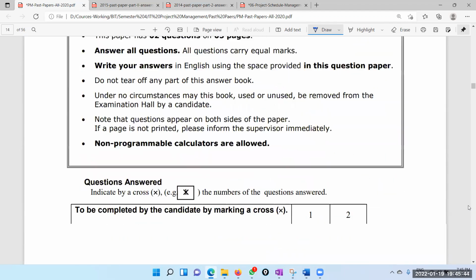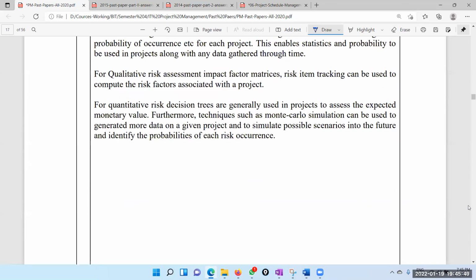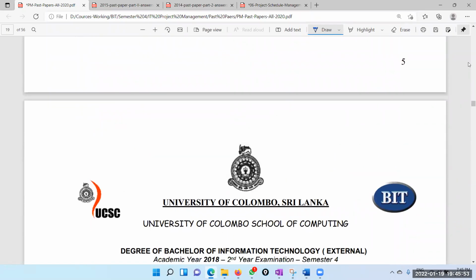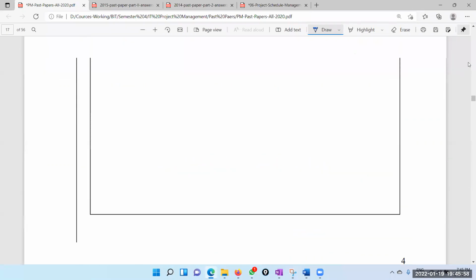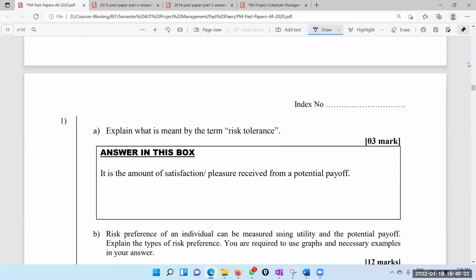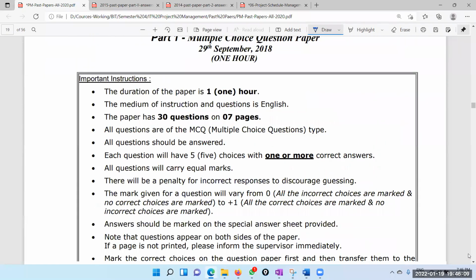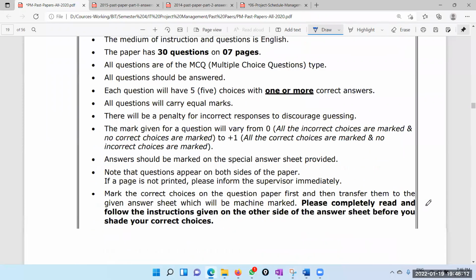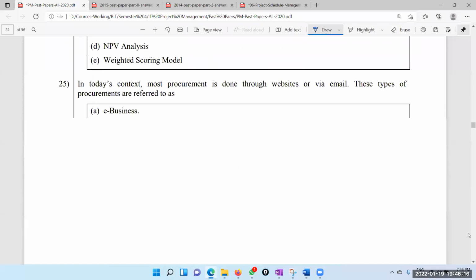I'm not looking at the MCQ right now. This is the previous year. That year, no question from scheduling. It's all about procurements and other things. Actually, that year's paper was easier. That is 2019. The lucky people. Then the 2018. I'm looking at the second paper.